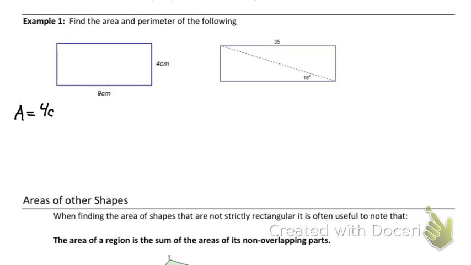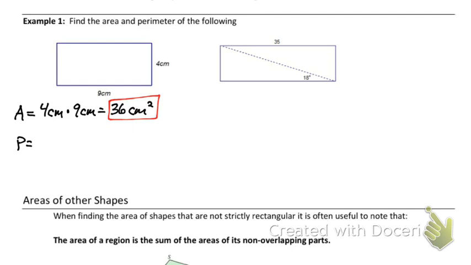Because it would be 4 centimeters times 9 centimeters. Well, 4 times 9 is going to be that 36. And centimeters times centimeters would be centimeters squared. Don't forget about the squared above that centimeter. So that's our area.